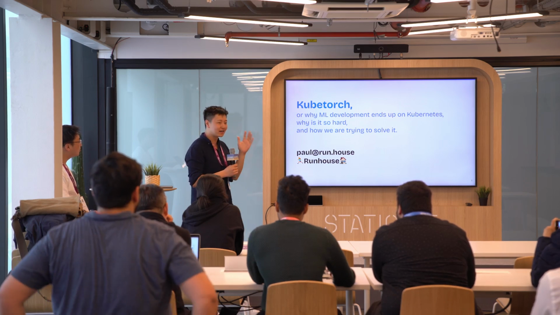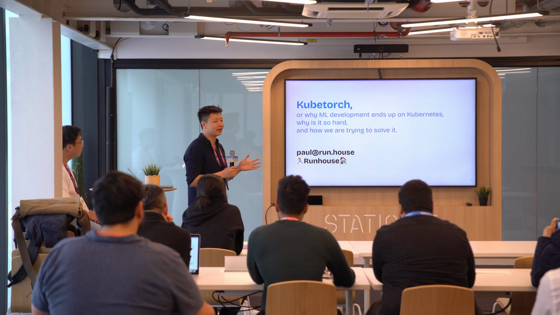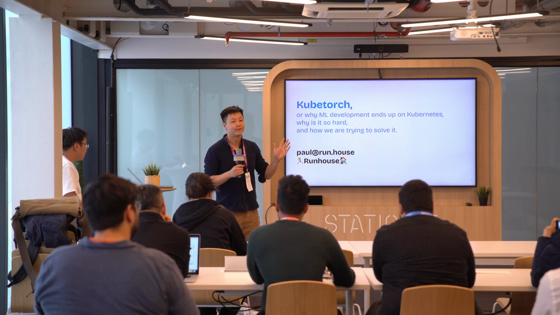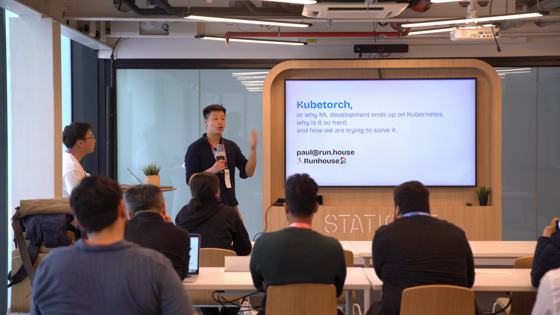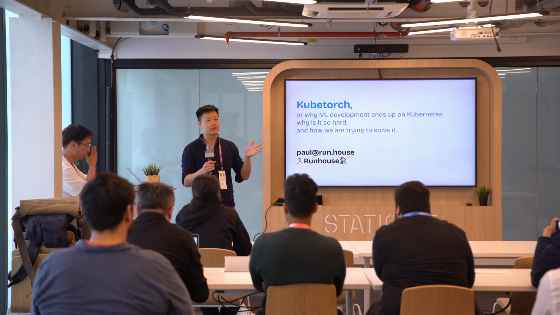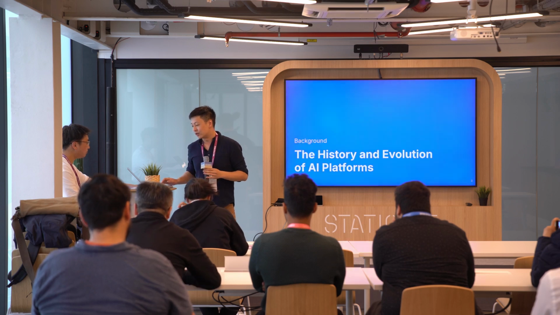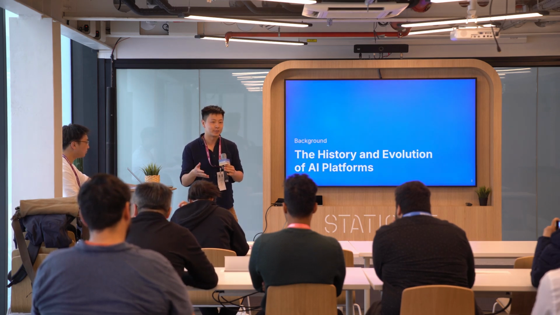And the talk is about why ML development ends up on Kubernetes, why it's kind of hard and a little bit painful, and how specifically we're trying to solve it. I think a lot of people end up on Kubernetes because somebody told them that you should go there, right? So we should first figure out exactly the reasons why we got to this place.